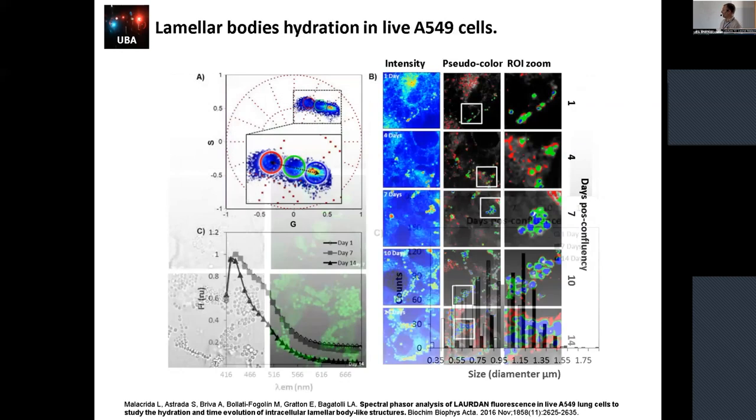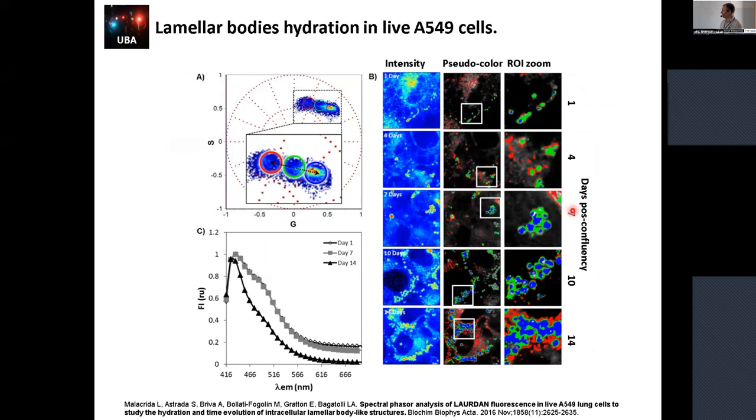And then we tried to analyze how was the organization. So we transformed the Laurdan information into spectral phasor, and using the cursor selection, we highlighted where our lamellar bodies are, and we can immediately see that the lamellar bodies at the beginning are more red, and then are getting more and more blue, which means that they are more organized in membrane, and they also grow in size.